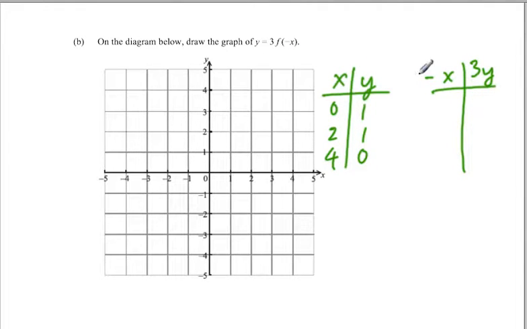So all we have to do is just follow this basically. Negative of 0 is 0, negative 2 is negative 2, negative 4 is negative 4. Okay, 3y is 3, this is 3 again, and that's 0. So let's look at this. 0, 3 is right there. Negative 2, 3 is right there. And negative 4, 0 is right there. And that's our graph right there. So that's what it would look like.